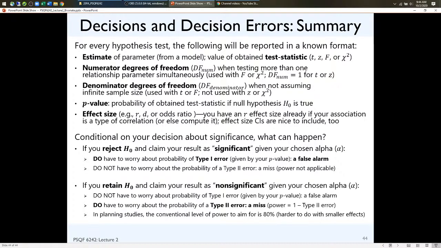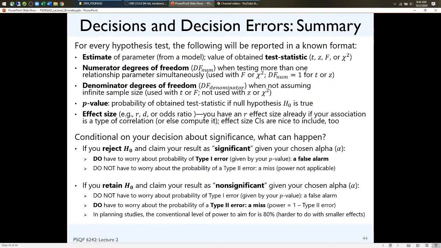You set that ahead of time. If you choose an alpha of 0.05, you are saying, I accept the fact that 5 times out of 100, I'm going to declare something to be not zero that is actually part of that zero null hypothesis distribution. Just because it's unexpected doesn't mean it's not possible. But you don't have to worry about a type 2 error or a miss.